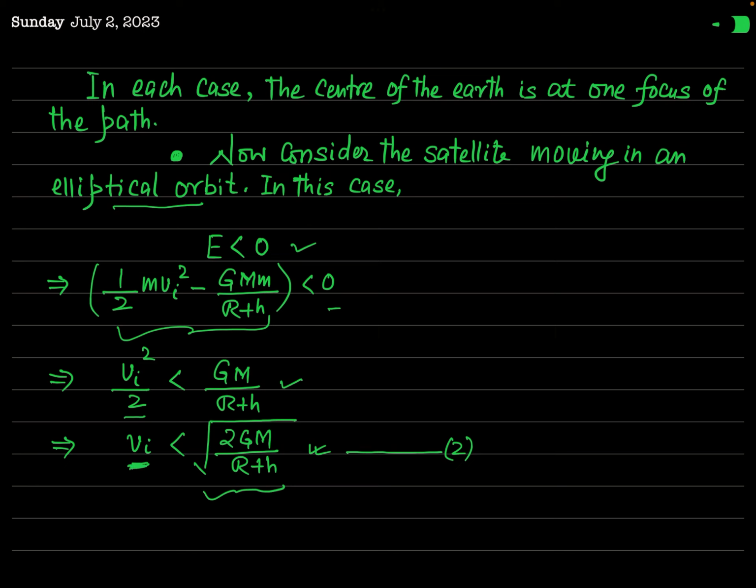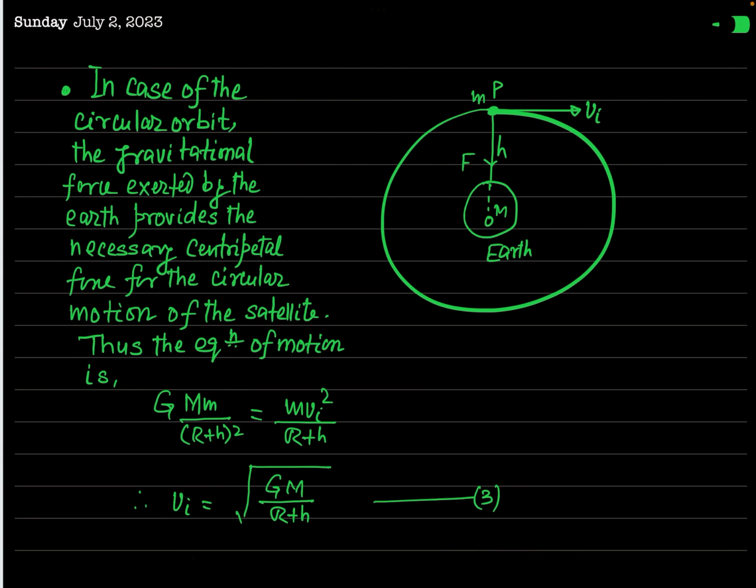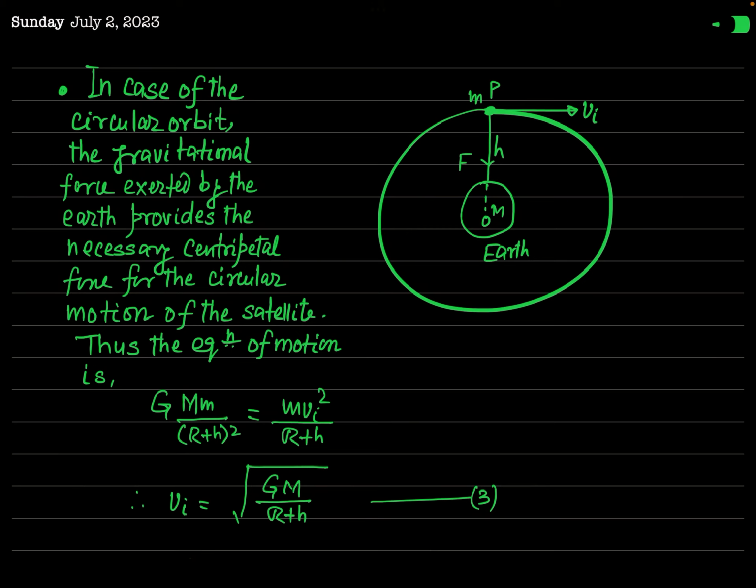So when the orbit is elliptical, this condition has been expressed here in terms of insertion velocity. A satellite revolves around the Earth along an elliptic orbit only when the insertion velocity provided to the satellite is smaller than the square root of 2GM by r plus h. Now, we will talk about a circular orbit.